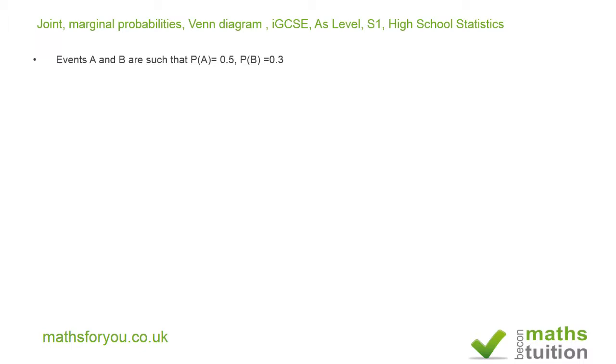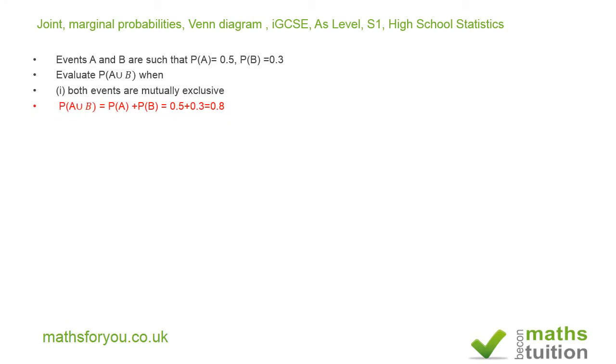Then it says evaluate the probability of A union B when both events are mutually exclusive. In other words, the sets are disjoint sets, so there is no intersection. So in this case, the probability of A union B is simply the sum of the two probabilities, and that will be 0.8.